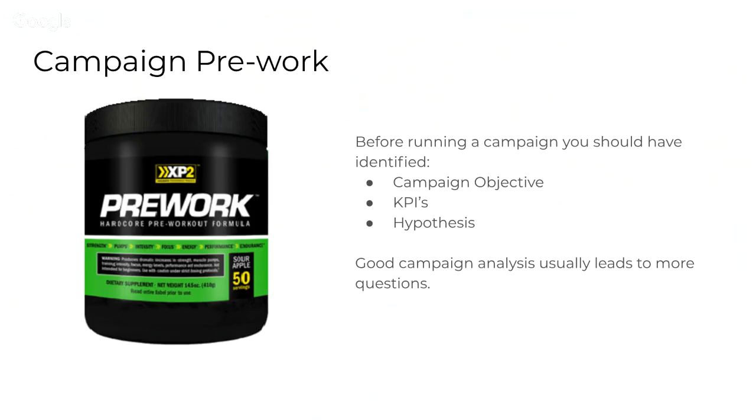And so there's three things that I've identified that you should always have before you run a campaign, and that is the campaign objective. You should have a good idea of what you want to achieve at the end of your campaign. The KPIs, and so that's just the metrics that you'll use to determine whether you reached your goal or not. And the third one is a hypothesis.